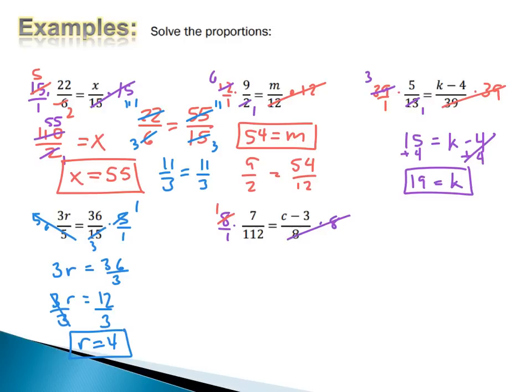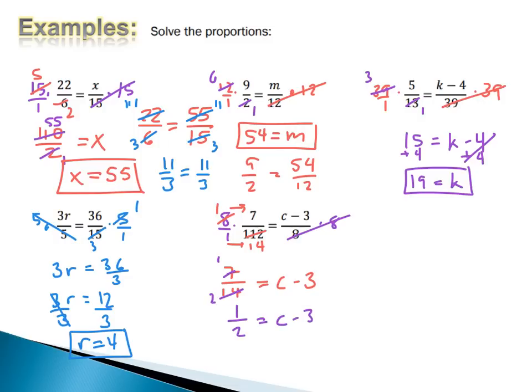8 goes into itself one time, and it goes into 112 14 times. So now what am I left with? Well, 1 times 7, that's going to be 7. 1 times 14, 14 equals c minus 3. Uh-oh. I thought we could avoid it, but we can't. 7 divided by 14, is that 2? No, it's not 2. Simplify this fraction. 7 goes into itself once, into 14 2 times. That's equal to 1/2 equals c minus 3.